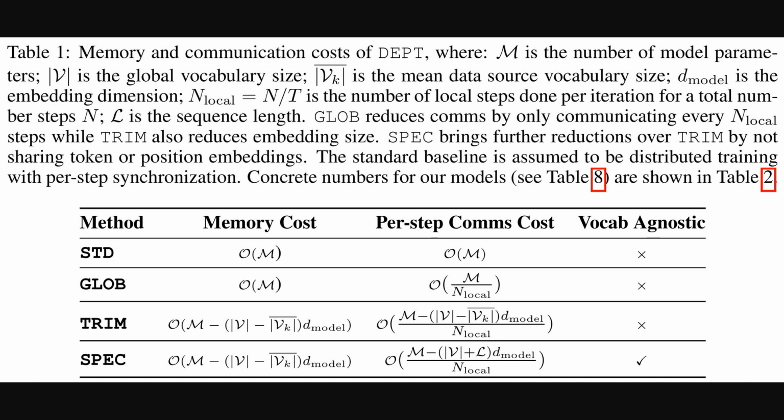Following that algorithm, this table really drives home the efficiency point. It breaks down the theoretical memory and communication costs for each method. You can see how the DEPT variants, especially trim and spec, significantly reduce the per-step communication overhead compared to standard training, thanks to that decoupling. Spec also shows reduced memory cost and, importantly, enables vocabulary-agnostic training, which is a neat outcome of the fully decoupled embeddings.